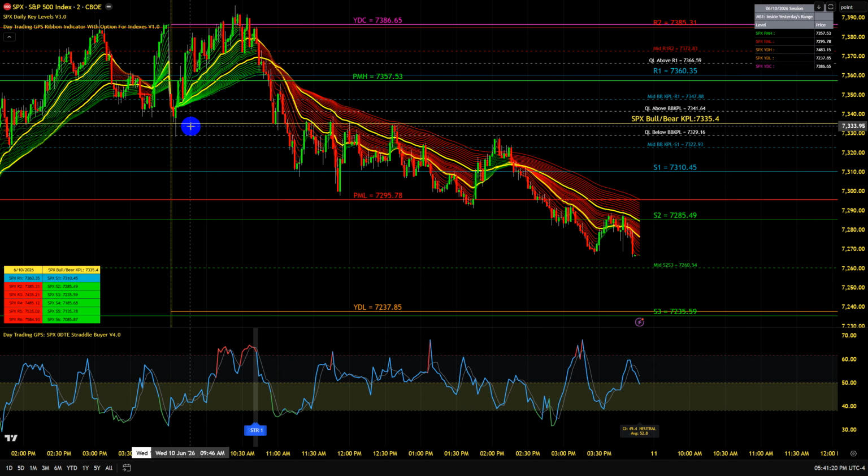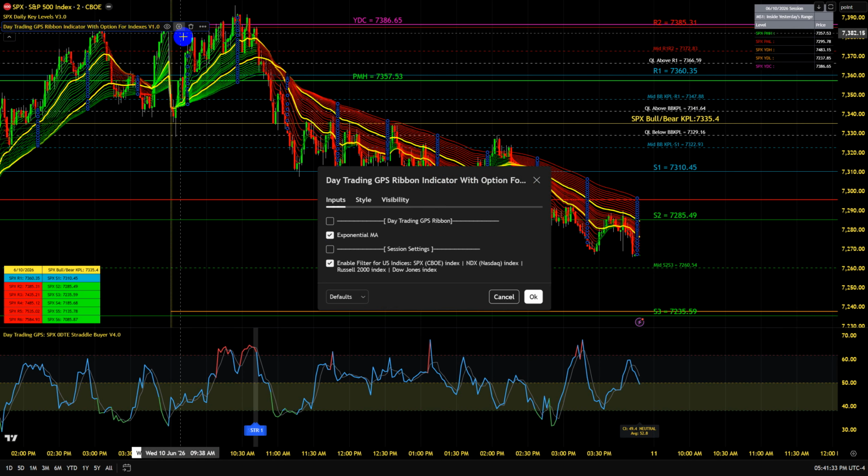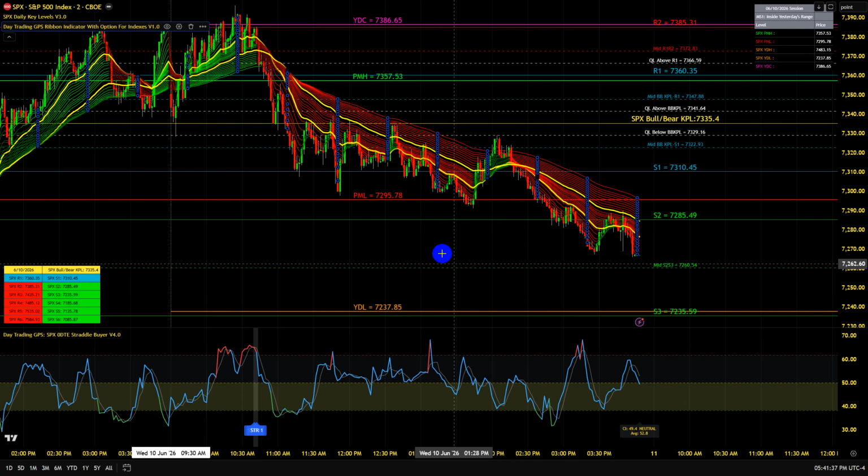So as you can see here, we do have the ribbon reset on, which is why you see here from yesterday's close here, then we have this here, and we have the ribbon being reset. If we go ahead and turn the ribbon reset filter off, then you get a little bit different look here starting off.